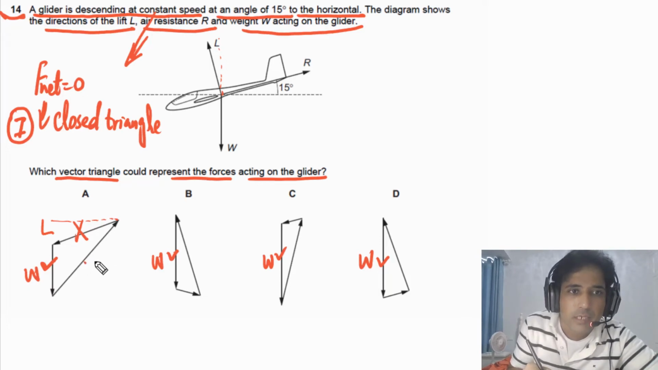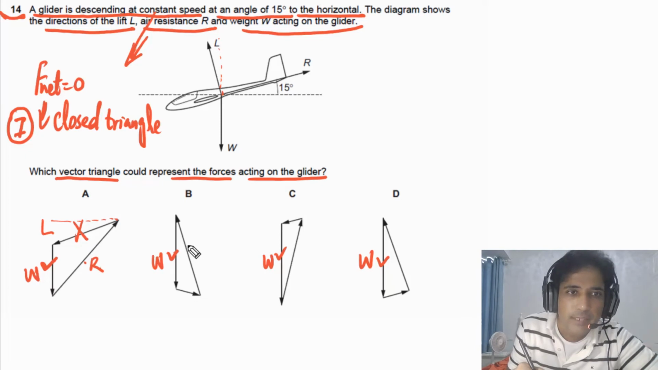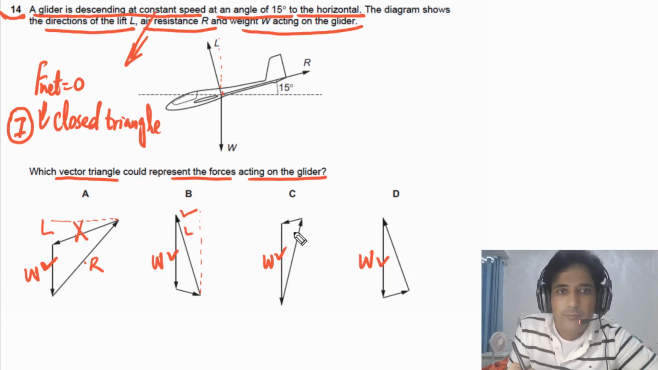We will look at R later. Now if you look at L here, this is inclined to the left, so this one is right. Now if you go to option C, L is inclined to the right, so the direction is wrong. Now if you look at this one, it is inclined to the left from vertical, so this one is right.